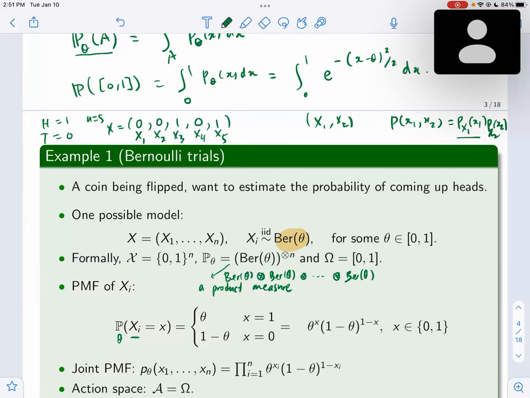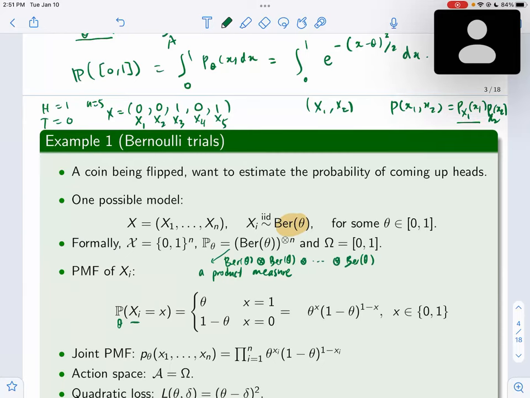And so because of this, you can write it as a product of these marginal PMFs. Each one is like this, and I just have to put xi here. Right, so this is what we get for the joint PMF. This is another way of specifying this product measure. So I just specified the probability mass function. I can plug in any binary sequence here, and I get a value, right? For example, is this sort of clear?